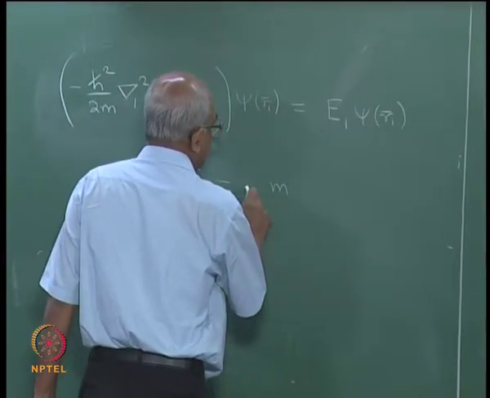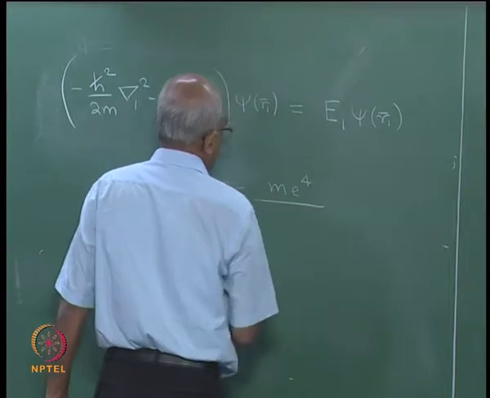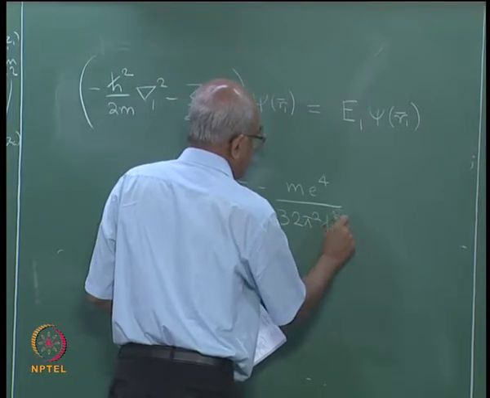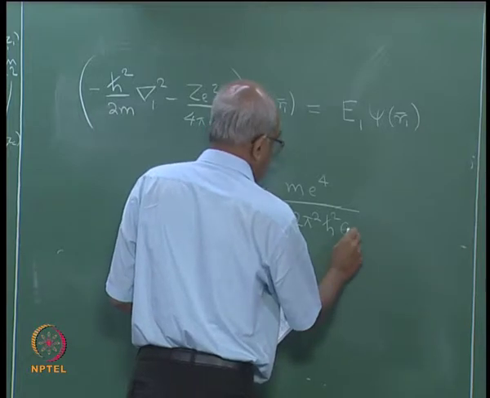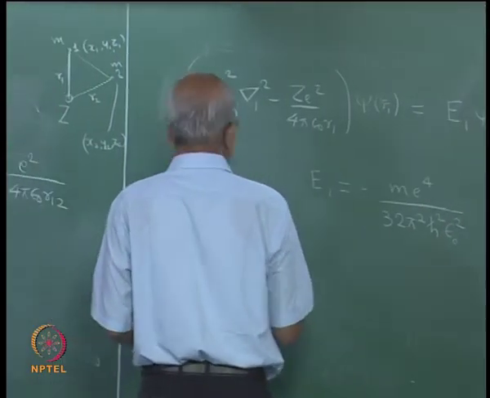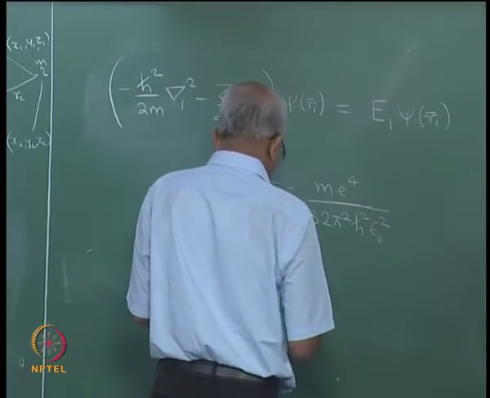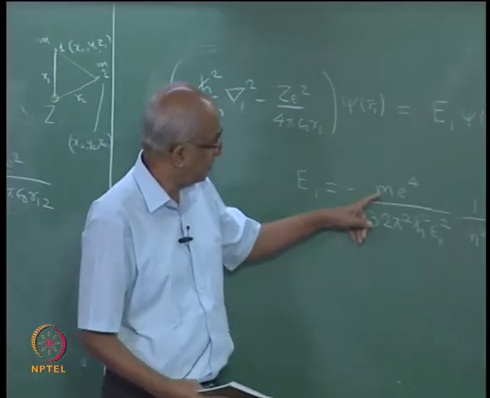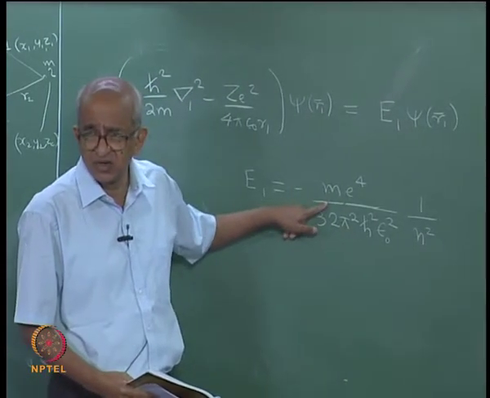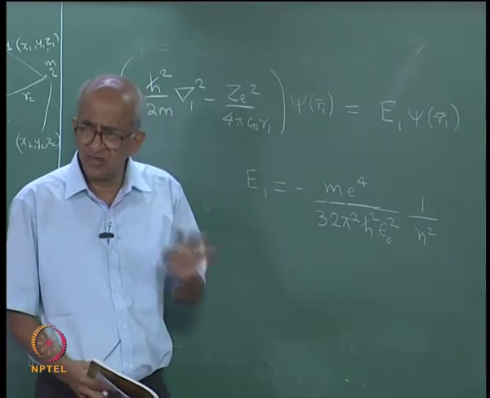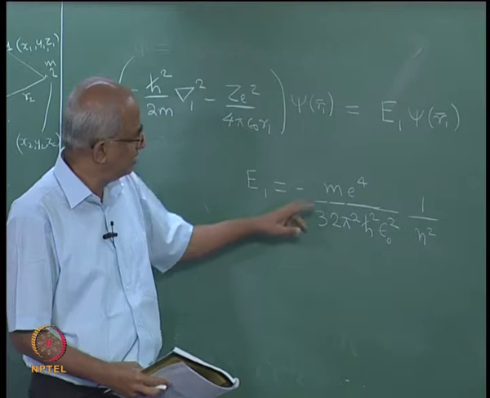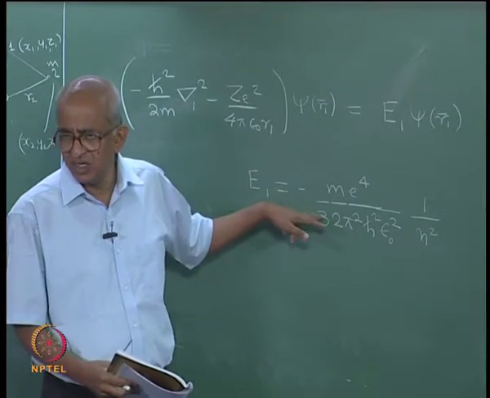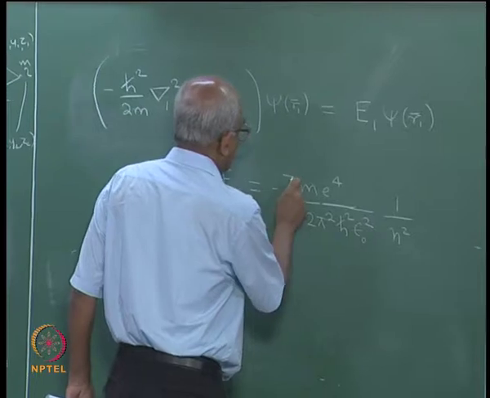You are going to get minus m e to the power of 4 divided by 32 pi square h cross square epsilon 0 square into 1 by n square. This was just the expression for the hydrogen atom, except for the fact that I have not used the reduced mass here, I have just put the electronic mass, but reduced mass and the electronic mass are only slightly different. So, as I said, we are not going to worry about that difference. So, this is the expression, but this definitely is not correct, because the nuclear charge is not there in the equation. So, what actually happens is extremely simple, you will have Z square sitting there.